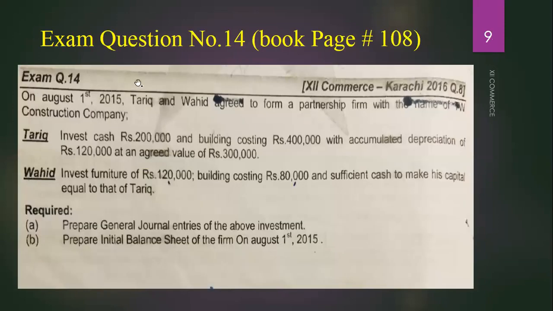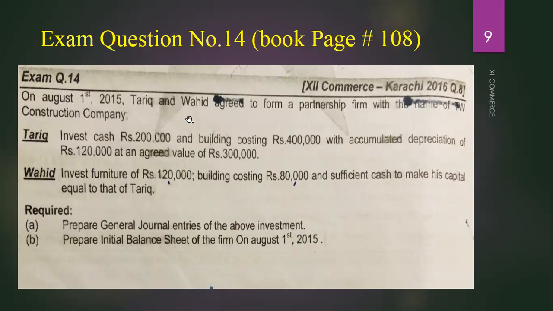This is your exam question number 14 on book page number 108. I am talking about the third edition of the Petiwala. In this question, on 1st August 2015, Tariq and Wahid agreed to form a partnership firm with the name of TW Construction Company. Here, the name of the firm is TW Construction Company, and the date mentioned is August 1st, 2015.